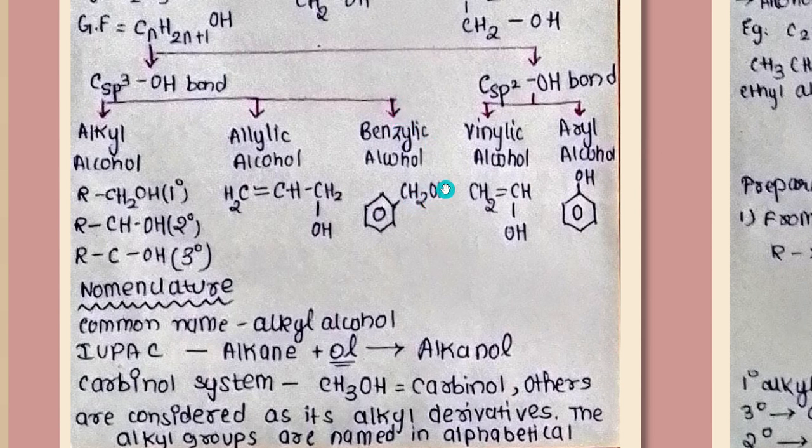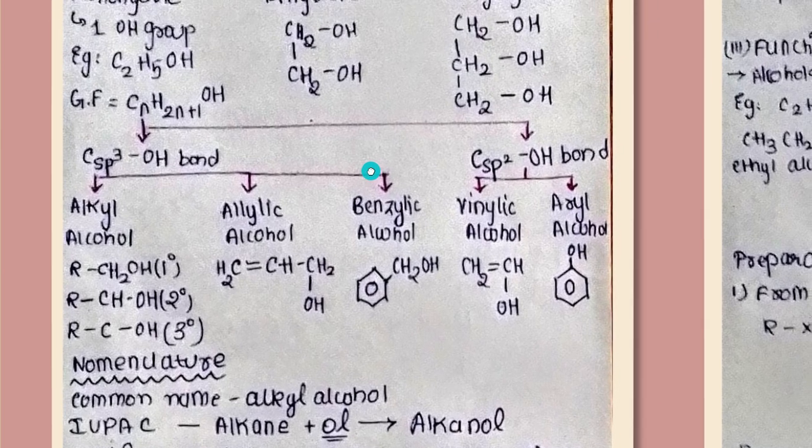Now coming to benzylic alcohol. When the OH group is attached to a carbon which is attached to the benzene ring. You should very importantly remember here that benzylic alcohol doesn't mean that OH is attached to benzene. No. If a carbon is attached to benzene and with that external carbon our OH is attached, it is known as benzylic alcohol.